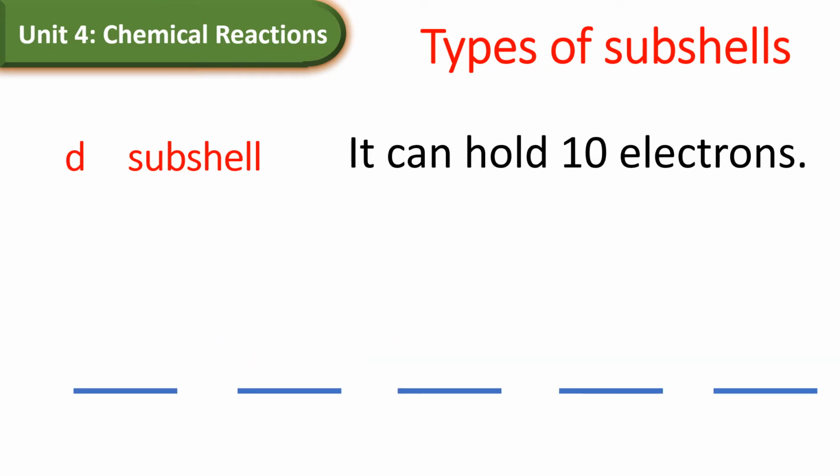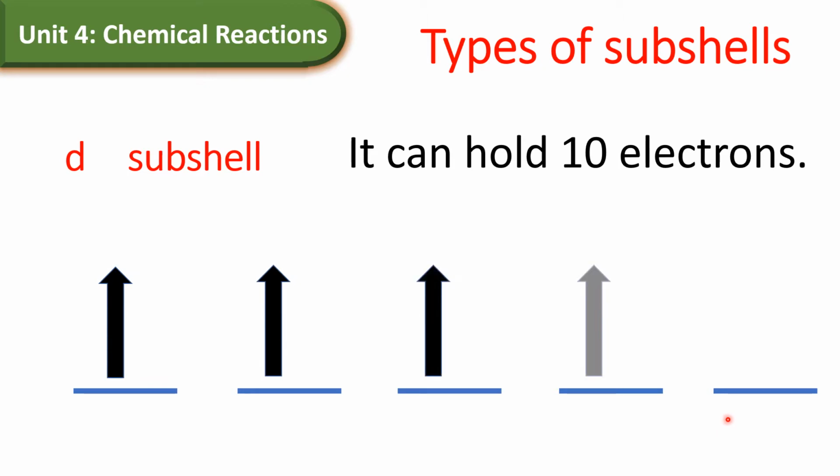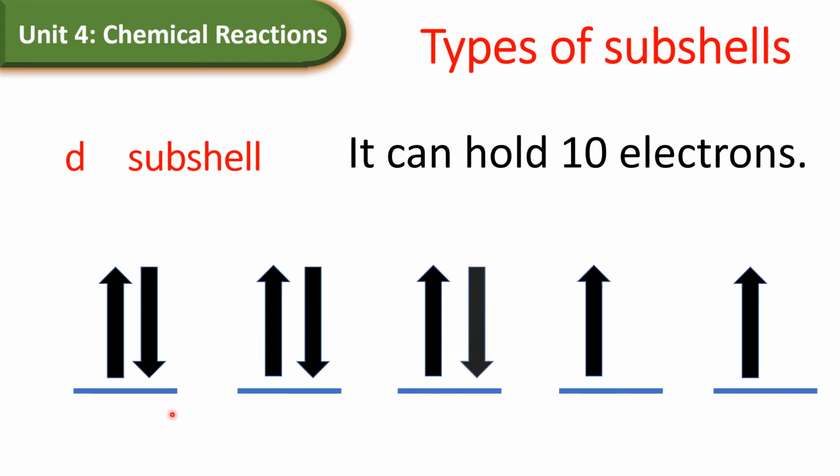Next is your D subshell. It can hold up to 10 electrons. In our slide here, we can see 5 orbitals. The same with your P subshell, each orbital should be filled first with 1 electron: 1, 2, 3, 4, 5. Once it's complete with 1 electron each, it will go back to the first orbital here, and let's continue the counting: 6, 7, 8, 9, 10.